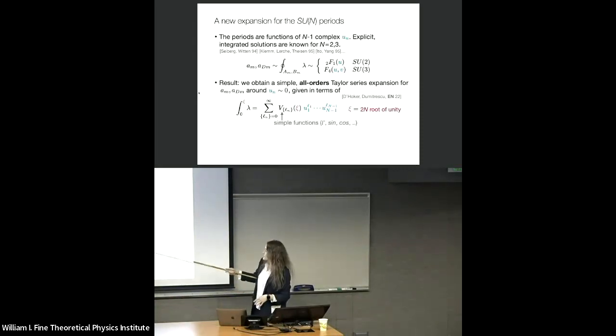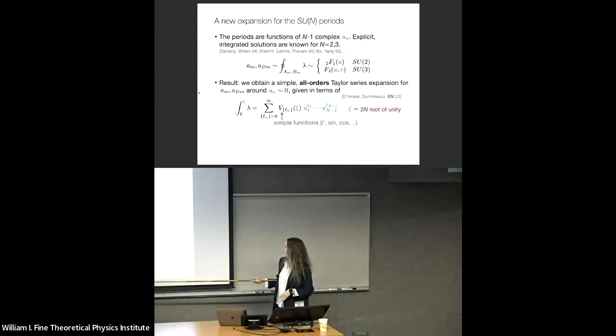And explicit integrated solutions had previously been known for SU(2) and SU(3). In SU(2), the Seiberg-Witten periods are, like I said, basically Gauss hypergeometric functions. I didn't write the exact formula here, but that's what they look like. For SU(3), these are Appell F4 functions, but we really care about SU(N).